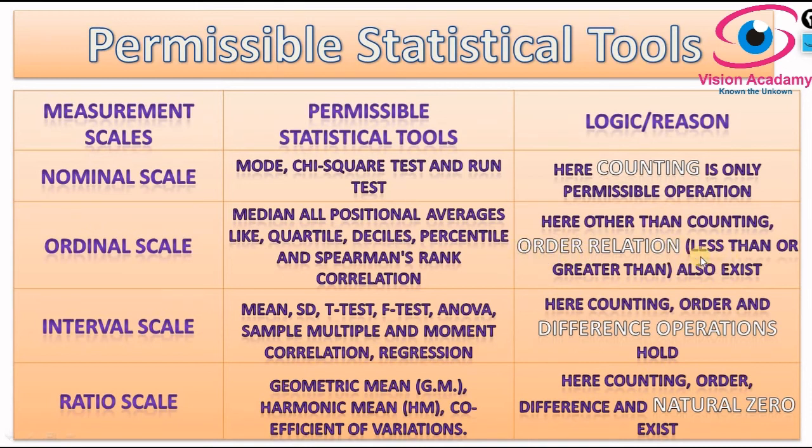What is that order relation? Less than or greater than also exist in the case of ordinal data. Then if you have a variable which is applicable to ordinal scale, you can calculate median, quartile, decile, percentile and Spearman's rank correlation. One more thing we have, that's an interval scale.